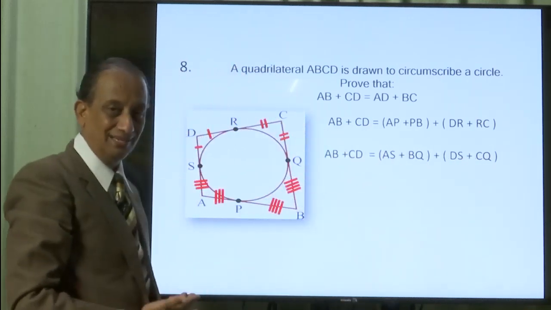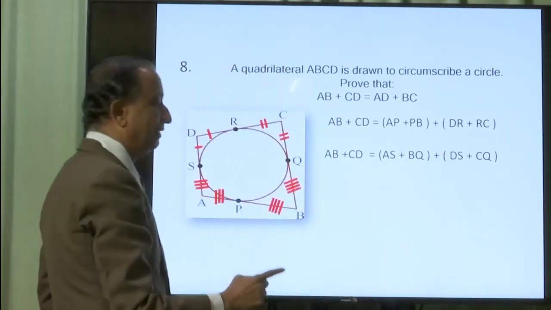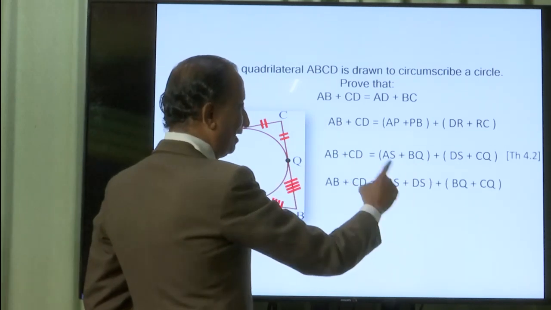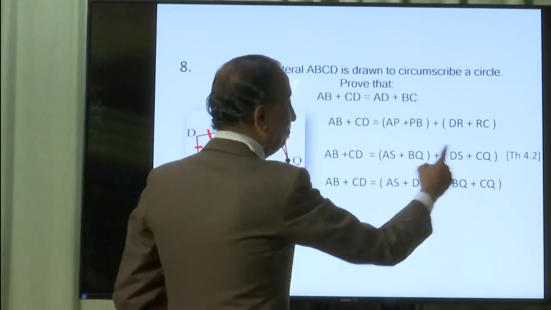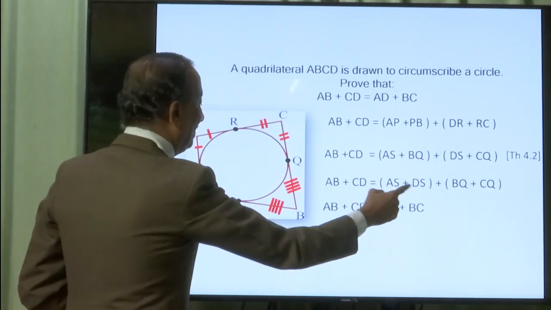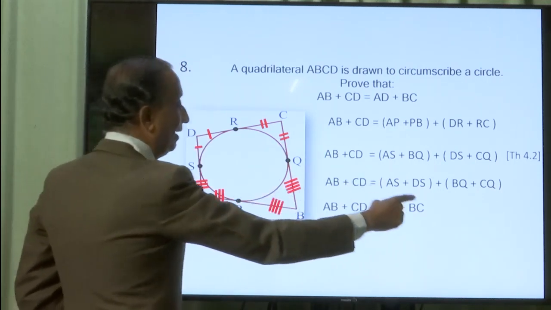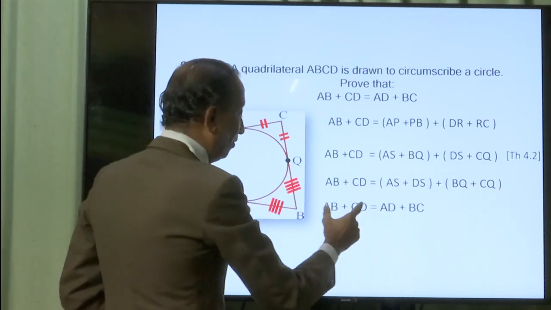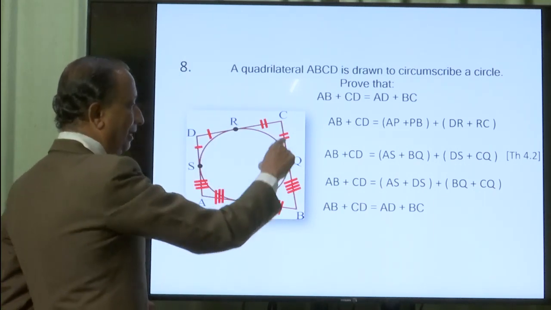Now how to add this? It can be added so easily by rearrangement. AS and DS, let us club them together. This is because of 4.2. So let us do this rearrangement. AS and DS can be rewritten like this, plus BQ and CQ. Okay, now we can add AS and DS. So AS and DS together make AD, and BQ plus CQ will add up to BC. Therefore AB plus CD, this side plus this side, is always equal to this side plus this side.